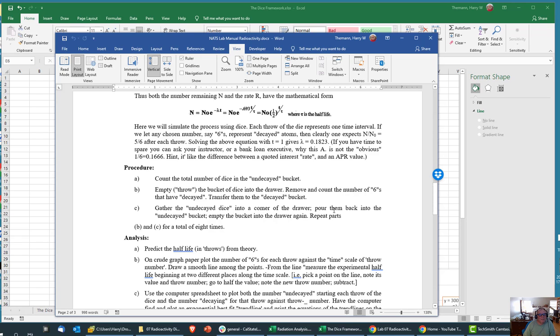Throw the bucket of dice into the drawer. We did it on the table in NATS. And count the number of sixes that have decayed, and then move them into the decayed bucket, so that you don't have them in the main bucket anymore. And now you throw it again, and it says repeat that 8 times for a total of 8 times.